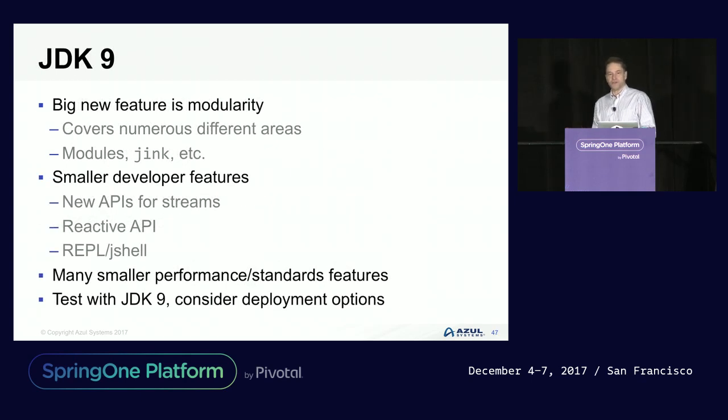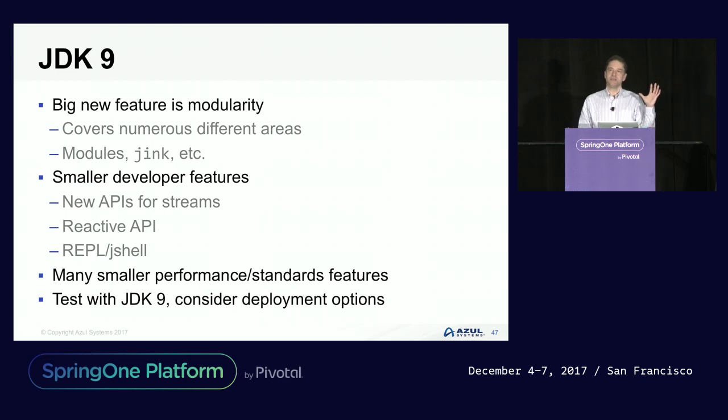So just to summarize then, JDK 9, big new feature is modularity. Lots of areas that are affected by this. jlink is interesting from the point of view of building runtimes and so on. Smaller developer features, new APIs for streams, the reactive API, the JShell, and so on, and lots of smaller things that I've been through during the presentation.